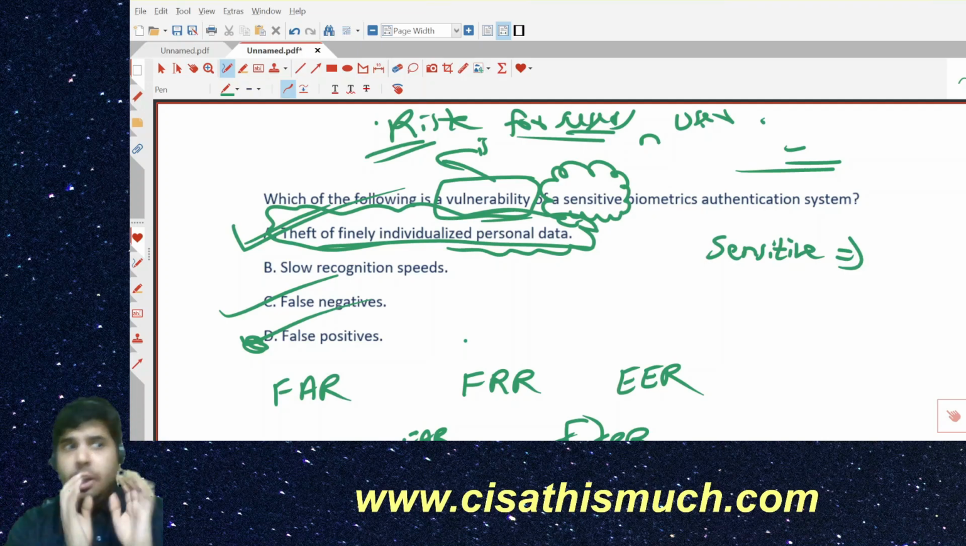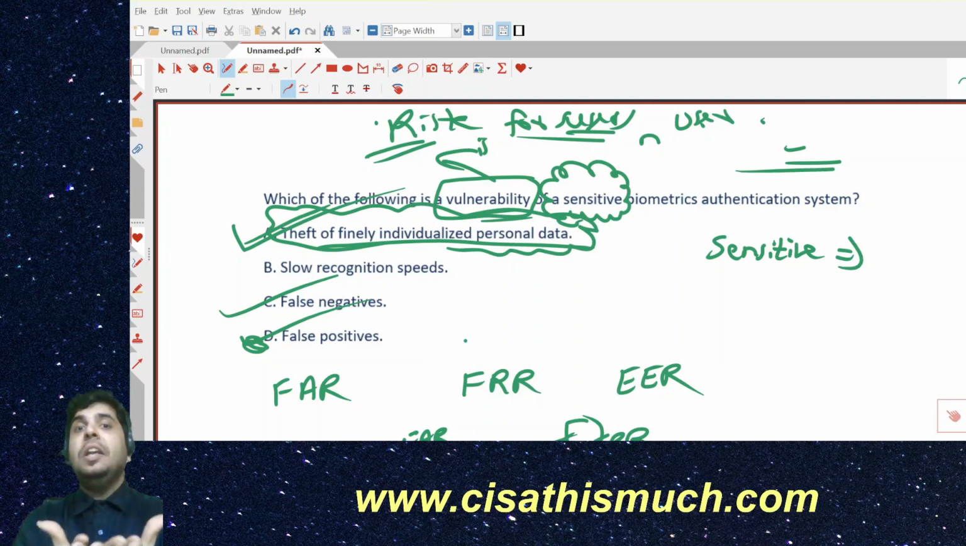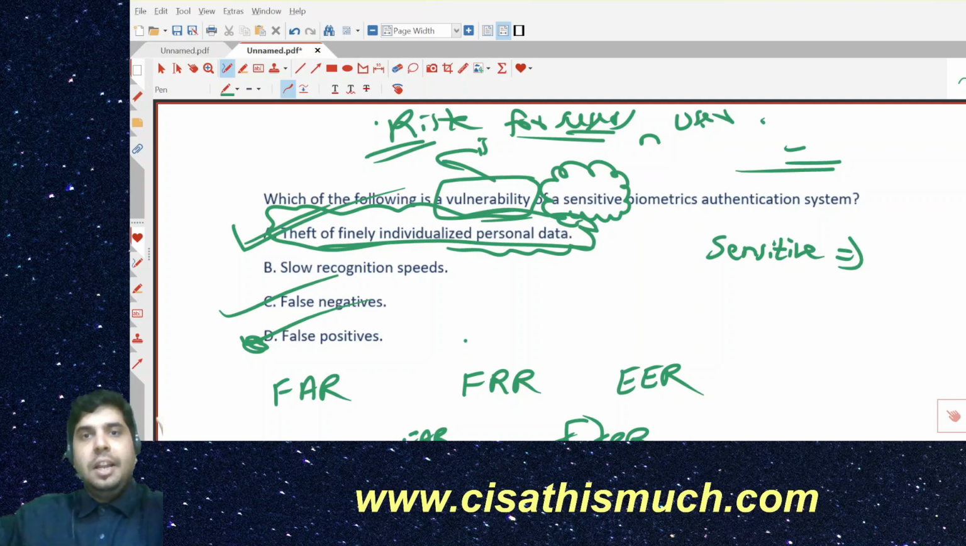But here the question is using the words risk for the users. We have learned that there is a risk that your personal data could be leaked out: theft of finely individualized personal data. So if you understand a small thing, you can easily link till the end and build the entire chain. It's not at all difficult.